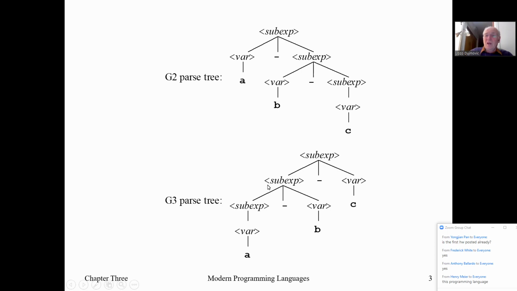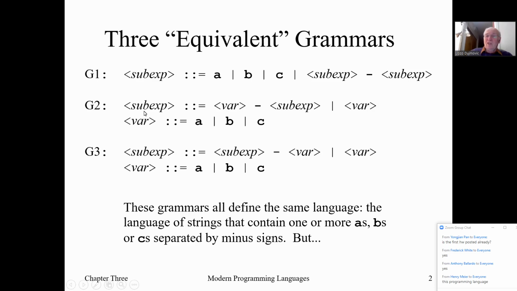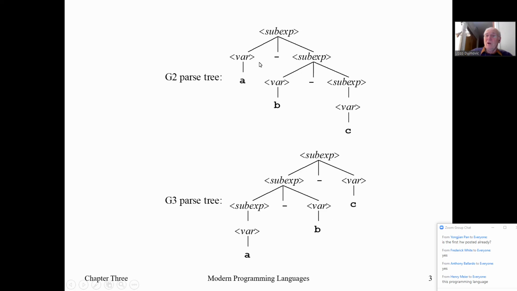Here is an example of a G2 parse tree. G2 says sub-expression is variable minus sub-expression or variable. So you have sub-expression is variable minus sub-expression, and this is also variable minus sub-expression, and you go any way deep that you want, and then the sub-expression is variable, and variable is C. So we have here A minus B minus C. Okay, so what is wrong with this, or what is good with this?